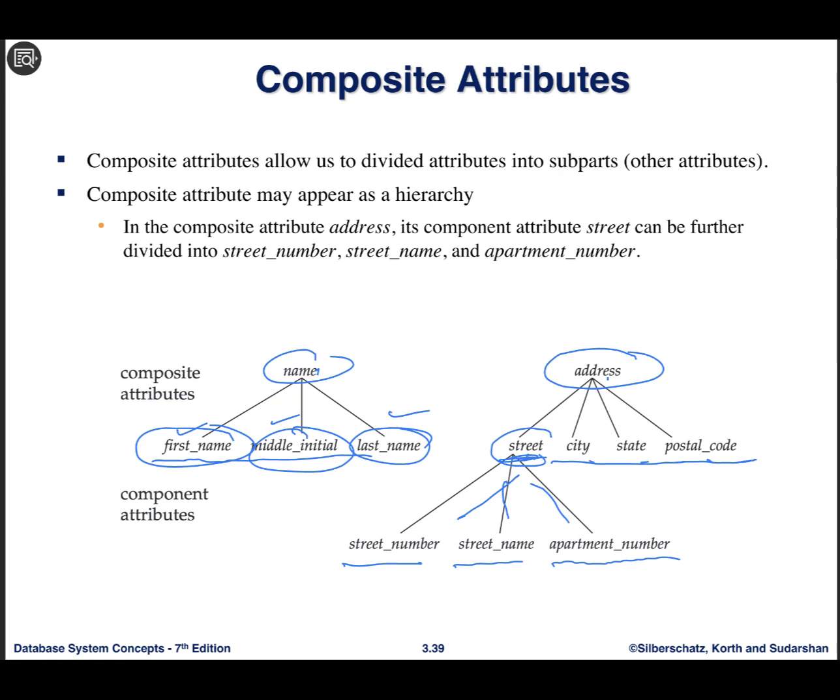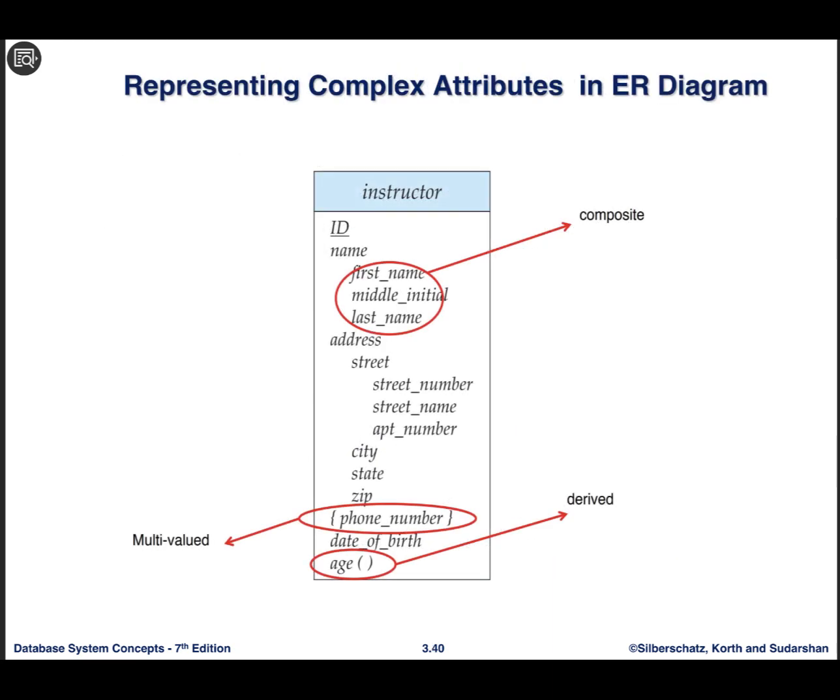So the question here: how can we represent this? I know the name might be first name, middle name, last name, and the address is going to have something like this. How can you represent it in the ER diagram? It can be represented as follows. And also, how can you represent the multi-valued attribute? And how can you represent the derived attribute?